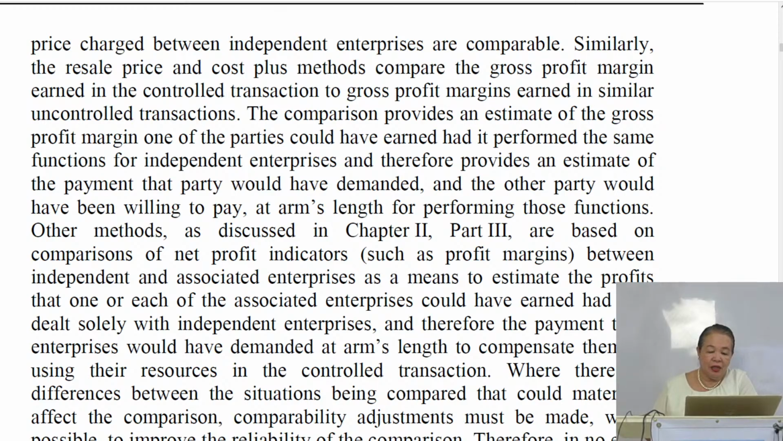Because we have what we call costing, no? And then we have to cost and then we have to estimate the markup in order that we will arrive at the profit that we wanted to get on the transactions. The other party would have been willing to pay at arm's length for performing those functions.